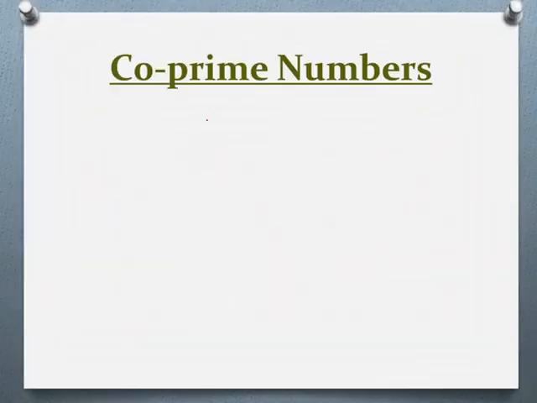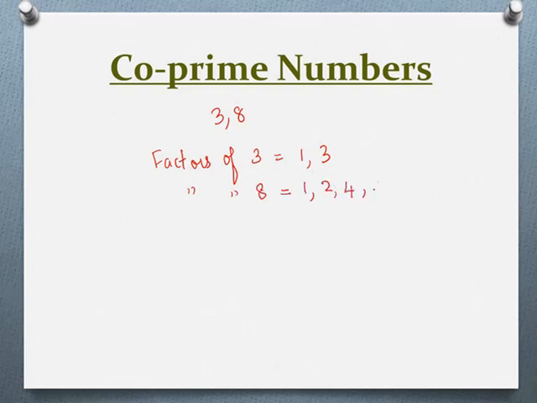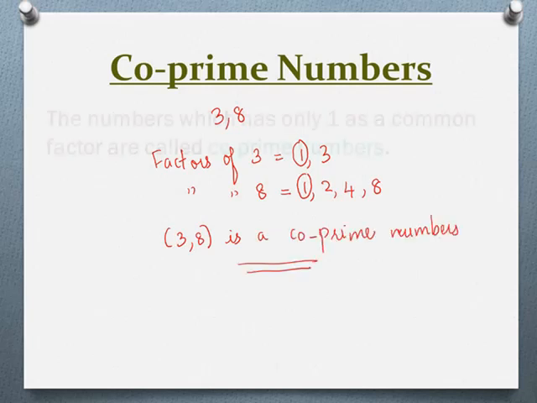Let's see one more example. Let's find the common factors of 3 and 8. So the factors of 3 are 1 and 3. As 3 is a prime number, the factors of 3 are 1 and 3. Factors of 8 are 1, 2, 4 and 8. Here you can see that the common factor of 3 and 8 is only 1. So we can tell that 3 and 8 are coprime numbers.